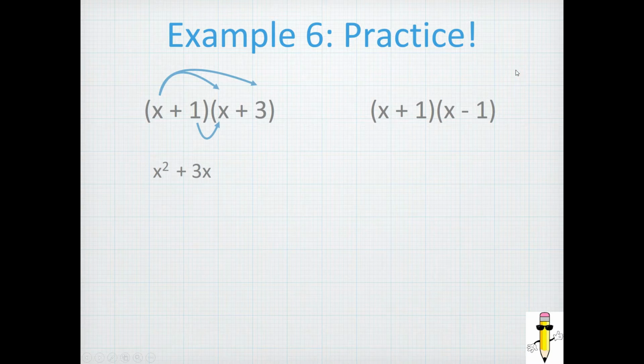Yep. Yep. And yep. So I want you to see how we took the x and applied it to everything that was in this one, and then we went and took the 1 and we applied it in there. And then we went and got this, but remember, we still have to combine like terms, so our final answer should have been x squared plus 4x plus 3.